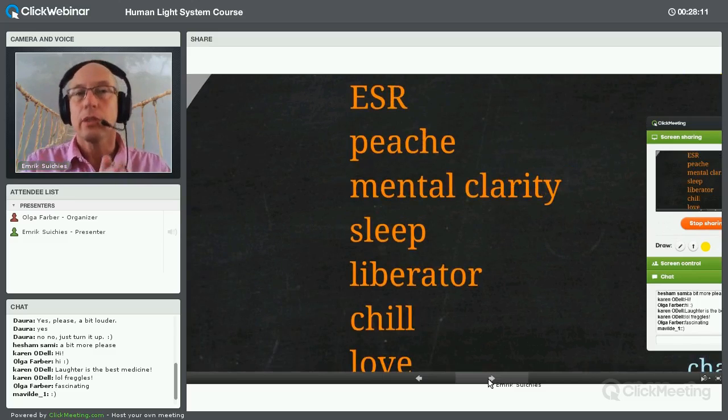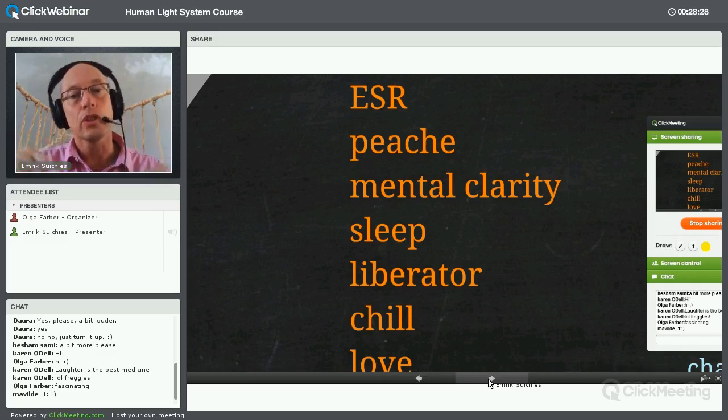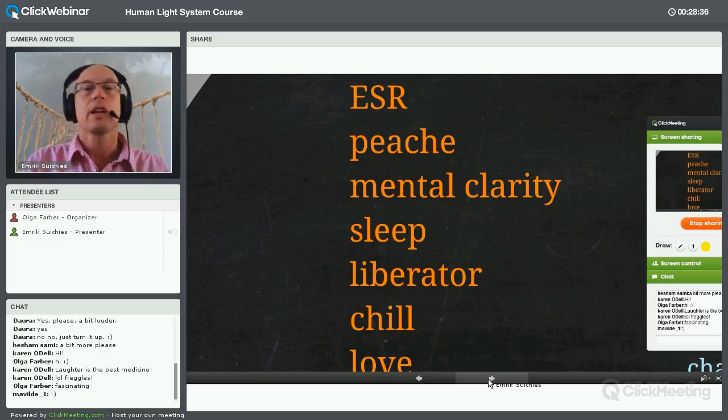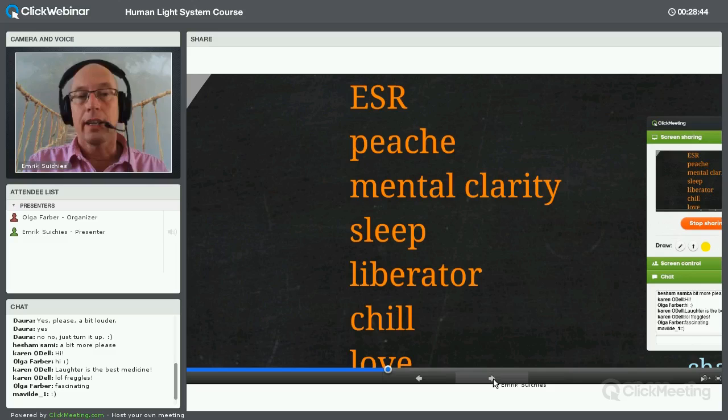And I will talk about where to use ESR and peace and mental clarity for. But for example, Liberator is a frequency which liberates old emotions which are of course in your body field, but also are in your brain, for example in your brain stem or in specific parts of your brain. And Liberator liberates that part. And of course we have chill and love. Love is related to the 7th chakra. I will talk about it later.